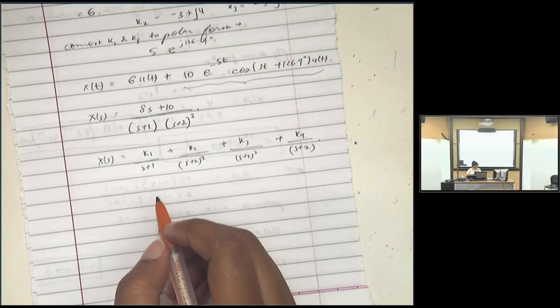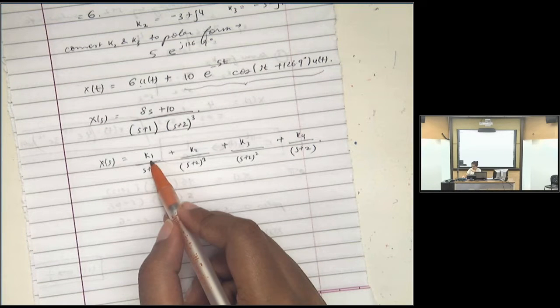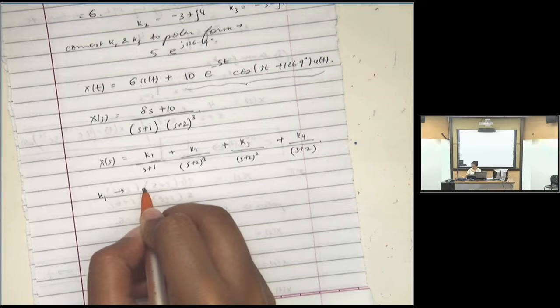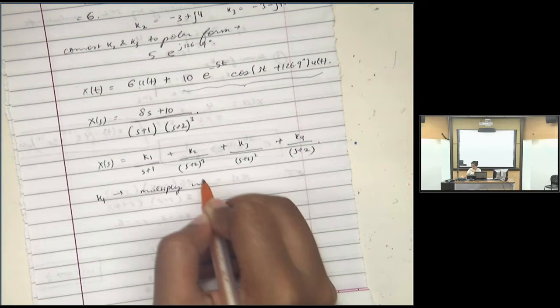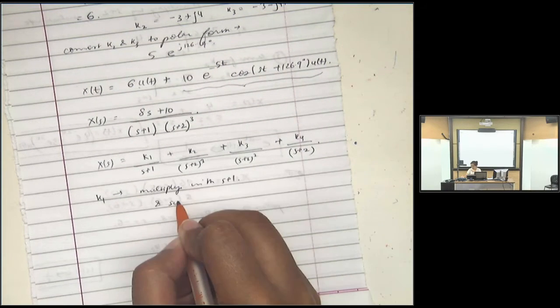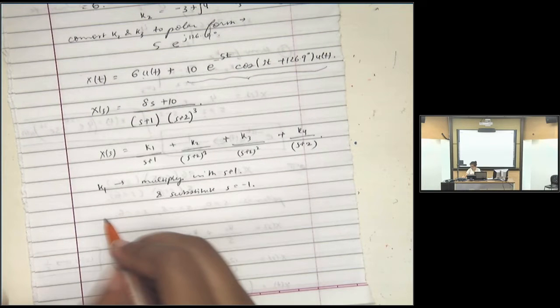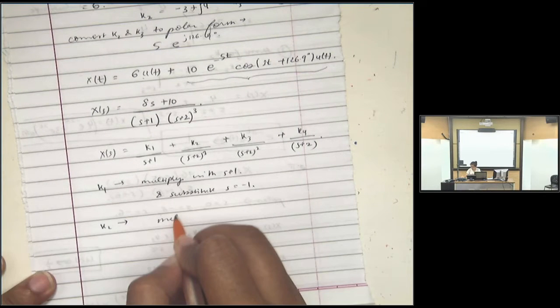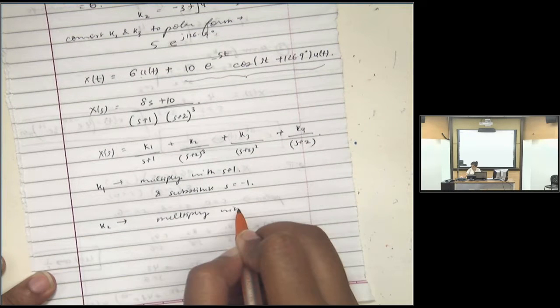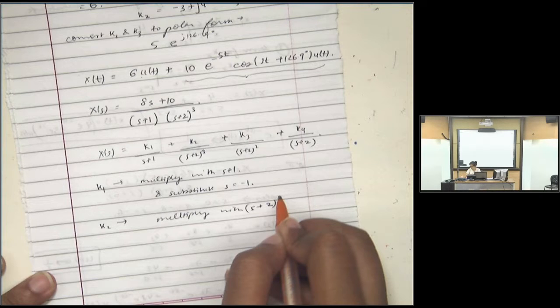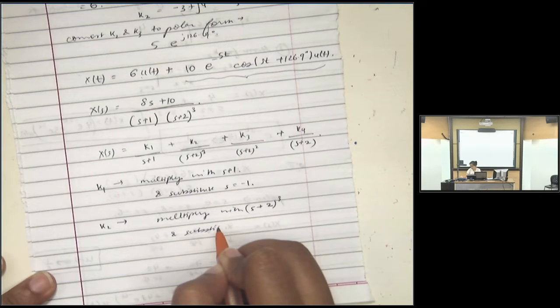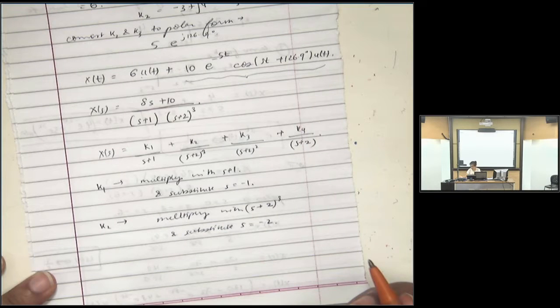So now how do we solve for k2, k3 and k4? k1 is our standard solution. So for k1 you multiply with s plus 1 and substitute s is equal to minus 1. Okay, k2 is again standard, you multiply with (s plus 2) cubed and substitute s is equal to minus 2, right?